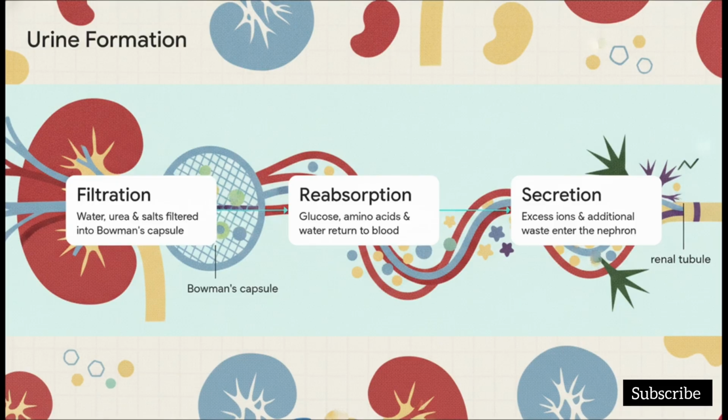Then comes step 2, which is reabsorption. Your kidney is super smart, it doesn't want to lose the good stuff. So highly useful substances like glucose, amino acids, and a lot of necessary water get reabsorbed straight back into your bloodstream. Finally, step 3 is secretion.